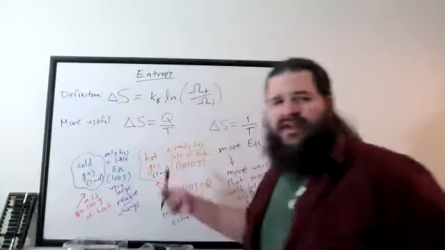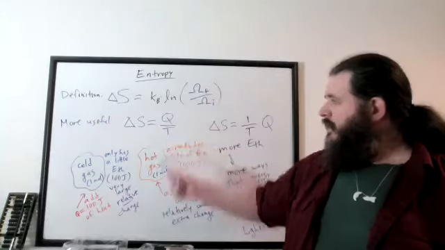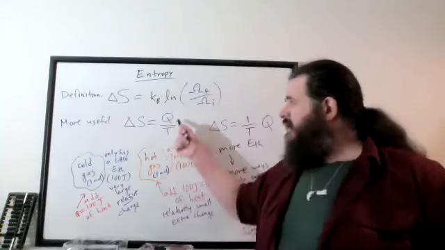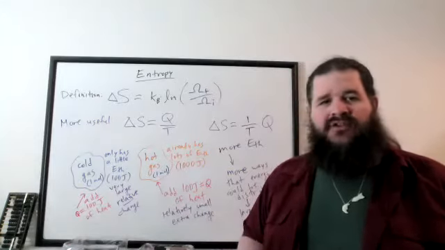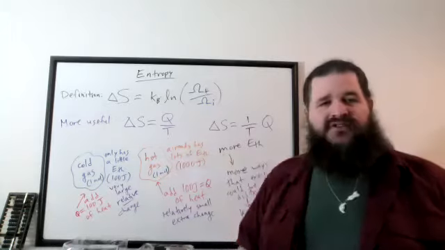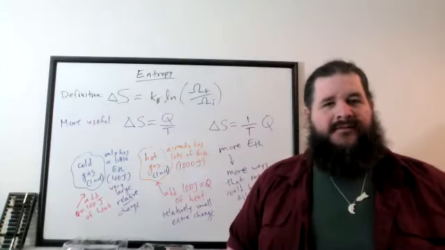So you can use this in any situation where you're adding or removing heat to an object at a certain temperature. If you know the amount of heat added or removed, and if you're removing heat, you just treat heat as a negative value, and you know the temperature, divide those, and that tells you the change in entropy. Any questions on that so far?